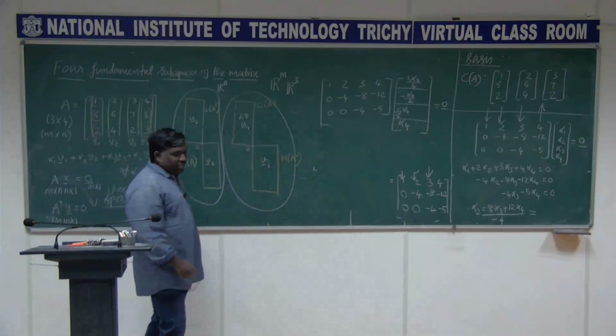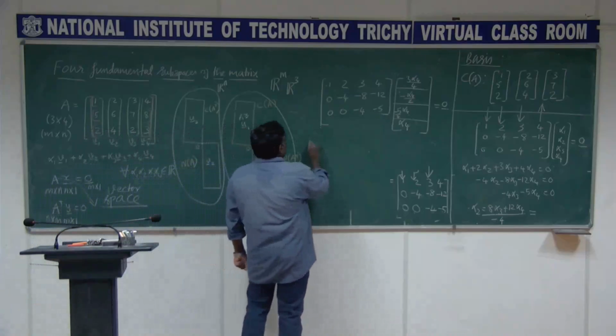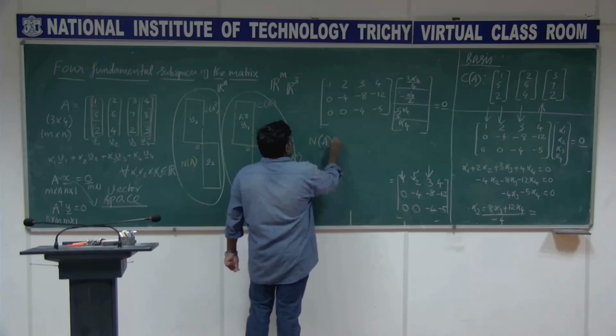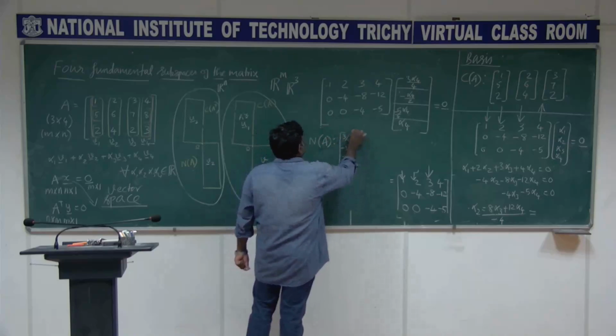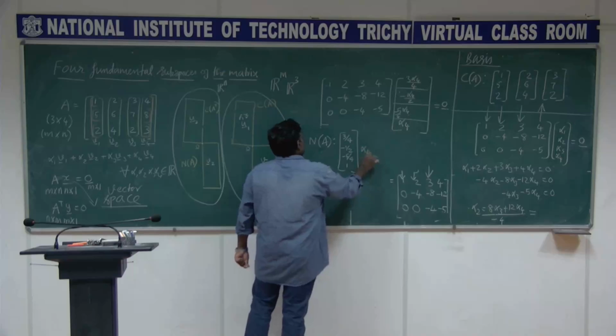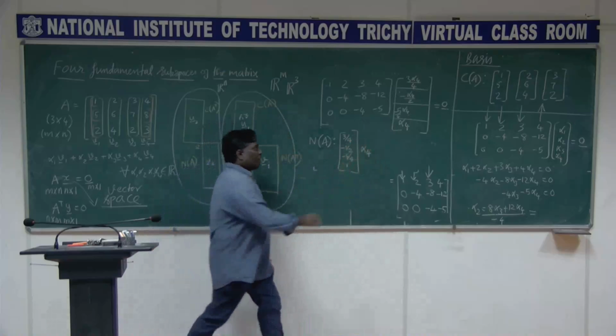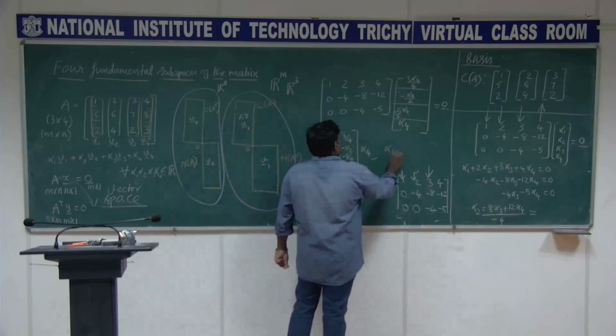So I can say that the null space of A is actually 3 by 4, minus 1 by 2, minus 5 by 4, and this is 1 here, times what? Alpha 4. For alpha 4 what?